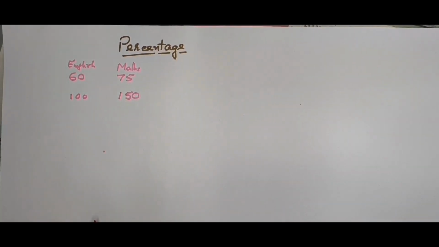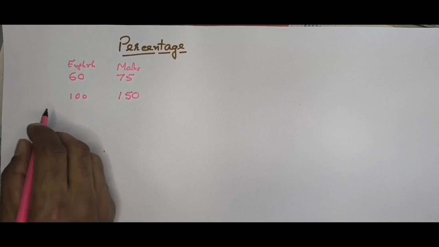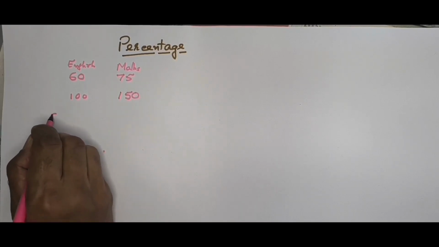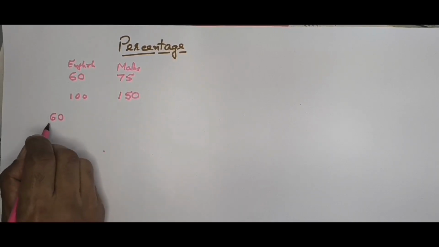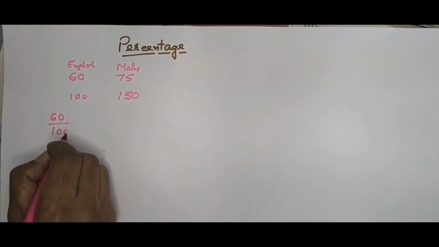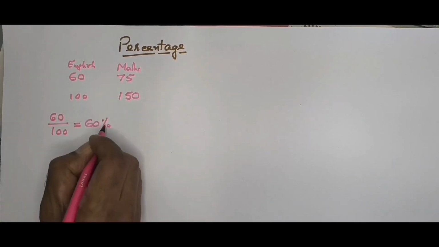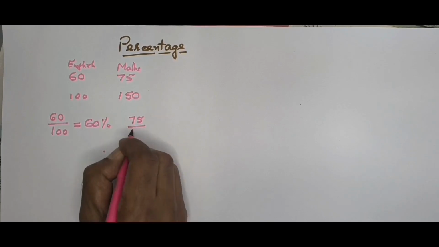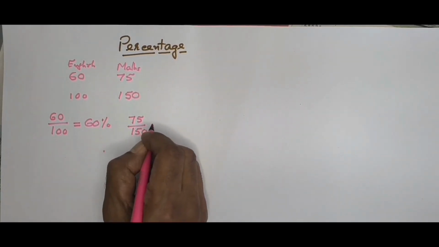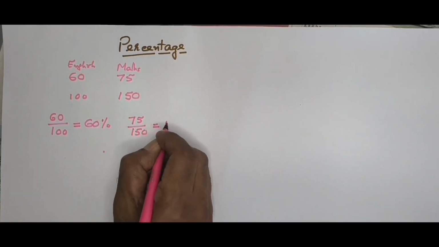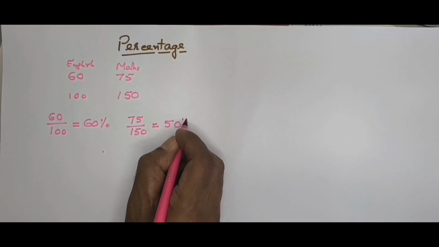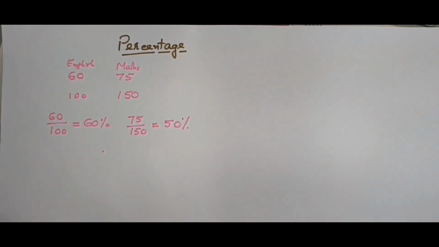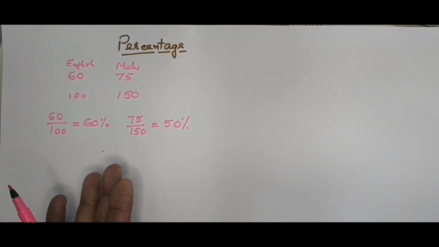Now look at this. If you convert each of the scores into percentage, in English he got 60 out of 100, 60%. Whereas in maths he scored 75 out of 150. This, as you know, is 50%. Now what do you see? He scored in English better than the score he had in maths.